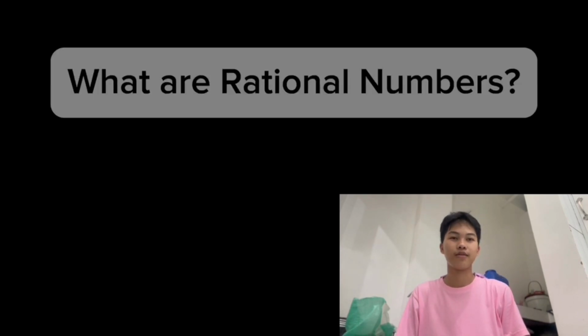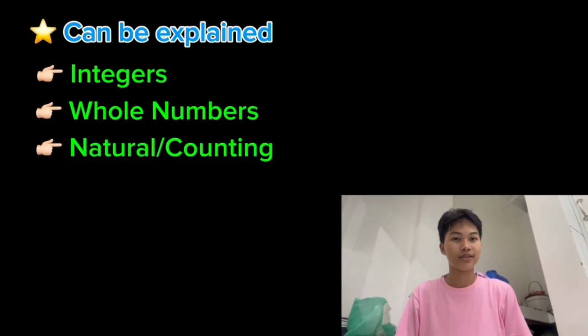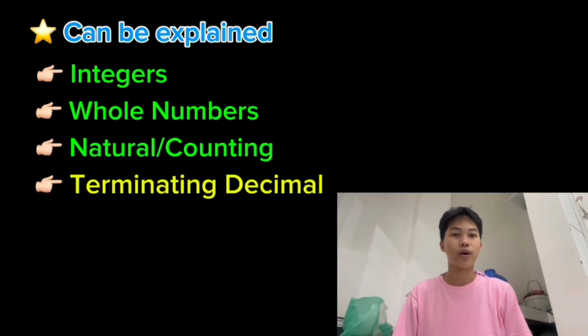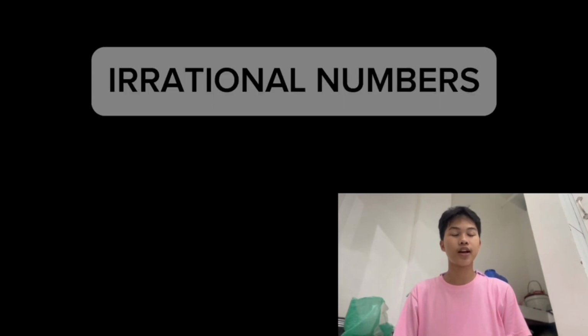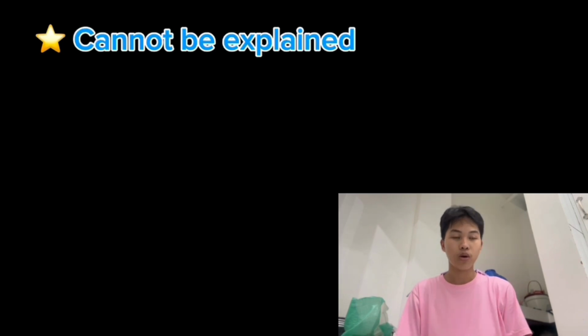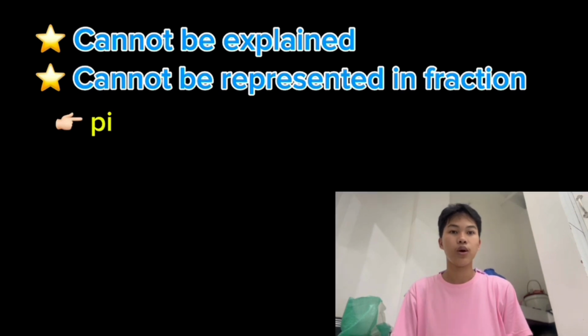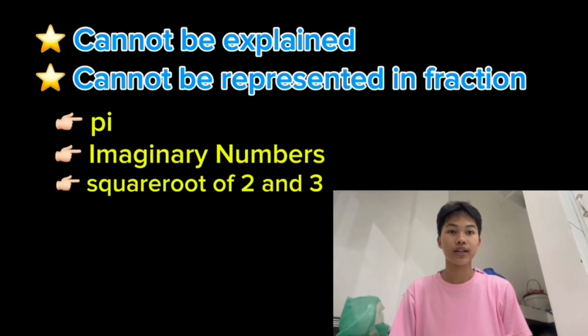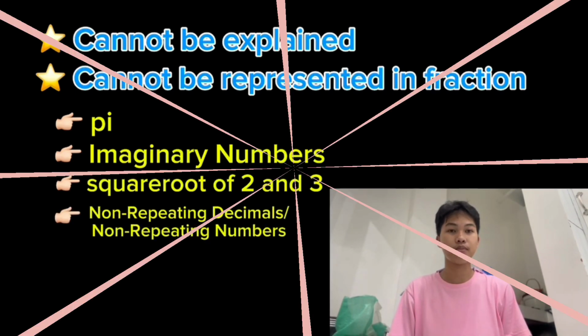So what are rational numbers? Rational numbers are those numbers that can be expressed as a fraction, just like integers, whole numbers, natural and counting numbers, terminating decimals, and also those non-terminating decimals that have repeating numbers, and those fractions whose denominator is not equal to 0. On the other side, irrational numbers are those numbers that cannot be expressed as a fraction, just like the value of pi, the square root of 2 and 3, and those non-terminating decimals that are non-repeating.